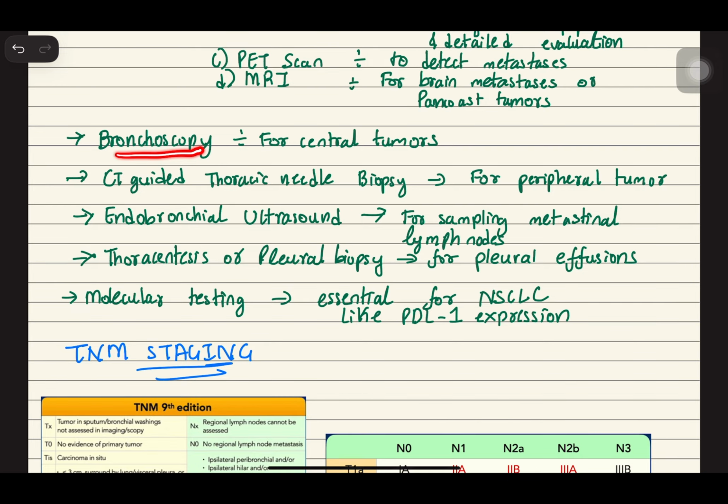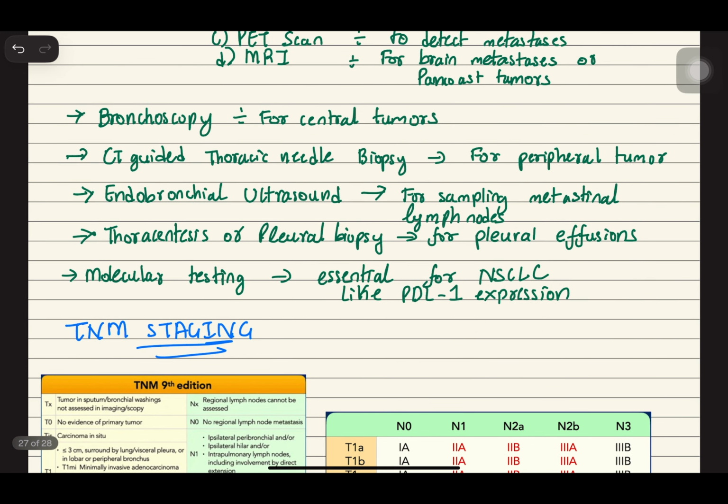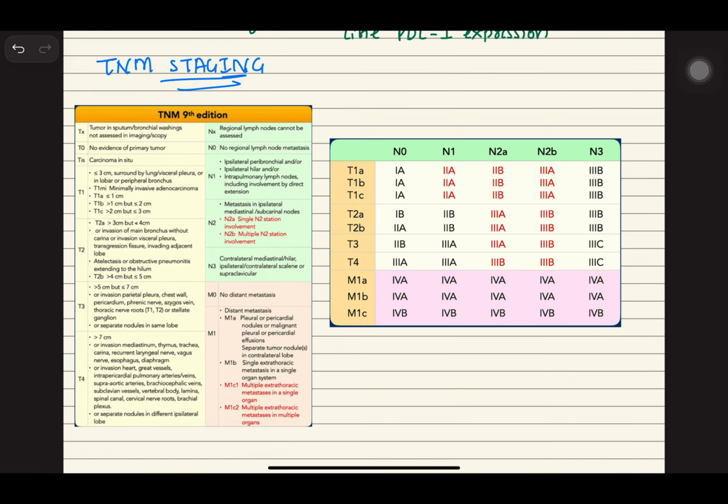Options are bronchoscopy for central tumors and CT guided thoracic needle biopsy for peripheral tumors and endobronchial ultrasound for samples of lymph nodes and thoracentesis or pleural biopsy if there is any pleural effusion. And next, you have to do molecular testing, which is essential for non-small cell lung cancer, to check for PD-L1, EGFR or ALK mutations, and it basically guides treatment.